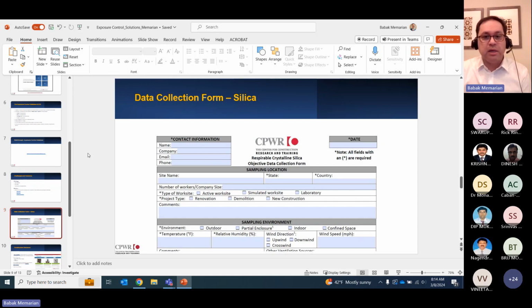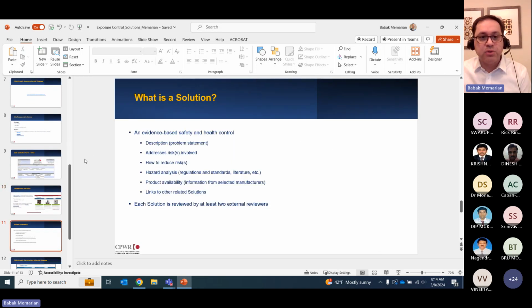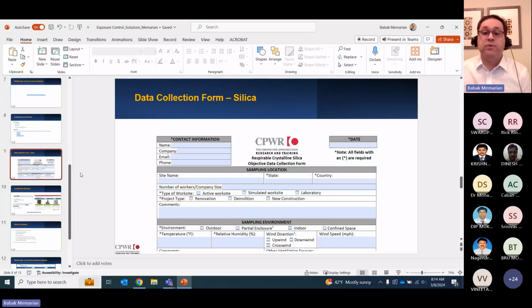On top of the exposure control database website, you have access to all these forms. This is one example for silica that you can use if you are willing to share your data with us. Or even for your internal use, you can easily download it, print it, and use it to make your data collection process a little more standard.